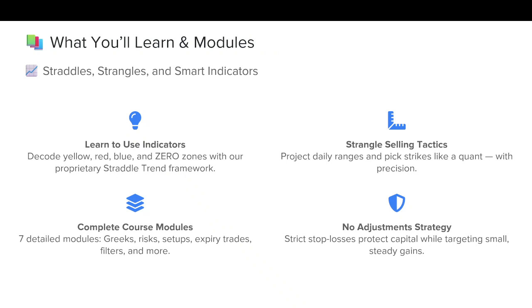What you will learn and modules. We start by mastering how to interpret our exclusive indicator signals and understand where the risk is imminent. Then we explore the strangle selling methodology: how to incorporate daily range projection, select optimal strike price, etc. These strategies give you a repeatable edge in a market known for its volatility. There are 7 specific modules within the course, different chapters to explain Greeks, gamma risk on expiry day and everything. So the course leaves nothing out.